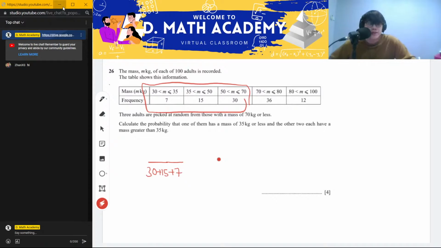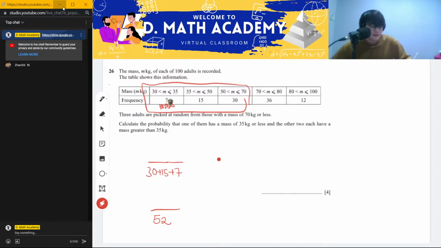Okay, this is at the first draw here. So you should end up with 52. And then for your numerator, however, it must follow the condition that they set by the question. They say that one of them has a mass of 35 or less. So 35 or less, there was only 7 of them.